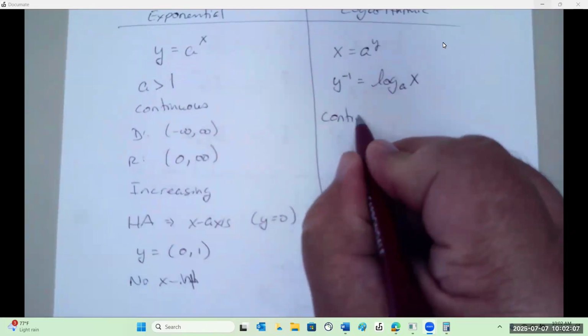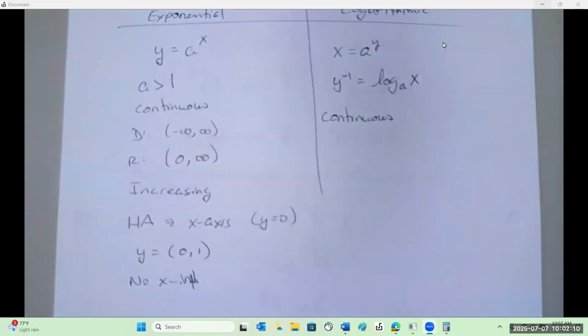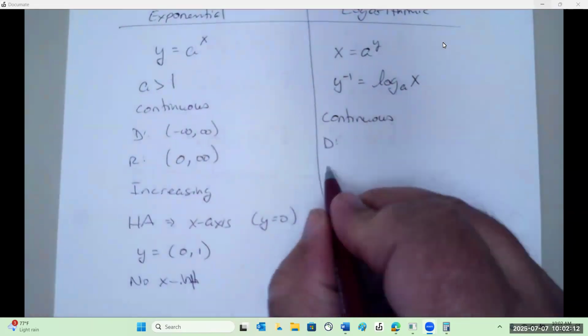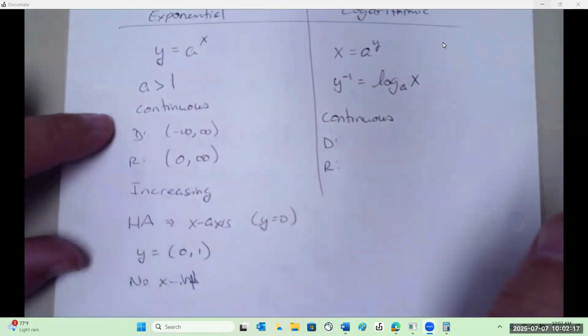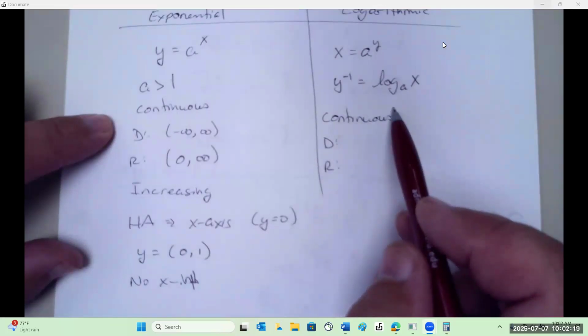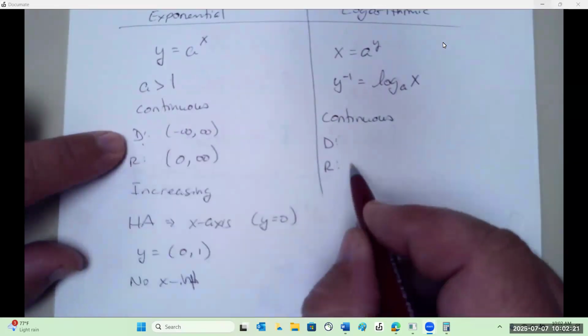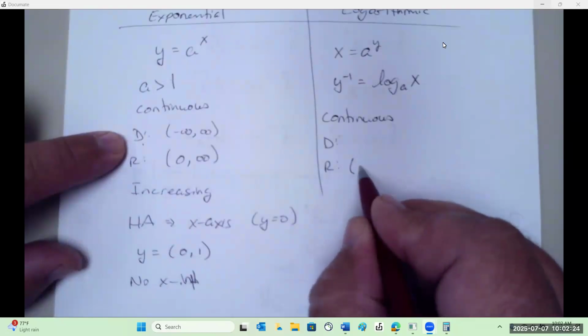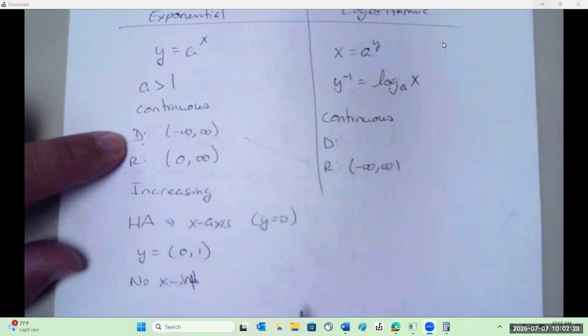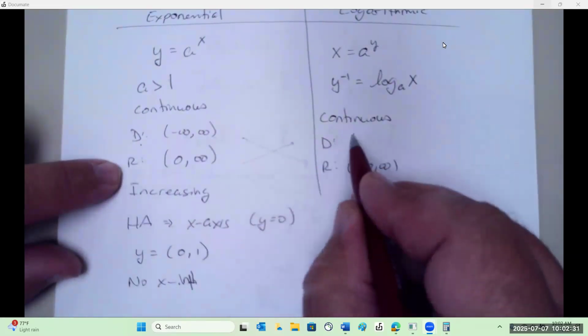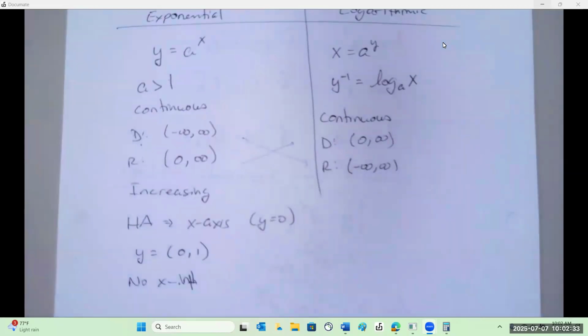In the logarithmic functions, because this is continuous, its inverse is also continuous. The domains and ranges, because we switched x and y to get to the inverse, so the domain of this one becomes the range of this one, and the range of this one becomes the domain of that one. That's how inverses work. Since you switched x and y to get to the other one, you also have to switch the domain and range.